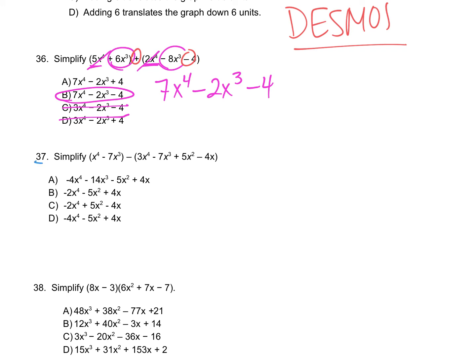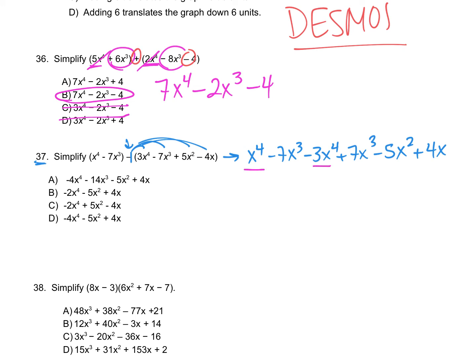When I do the second one, number 37, I've got a minus here. So some people like to go ahead and distribute that negative. I'm not usually one of those people, but I think that's what most folks do. So this will be x to the 4th minus 7x to the 3rd, and then it's like a negative 1 that gets distributed. So essentially all I'm doing is changing all the signs. So that becomes a negative 3x to the 4th instead of a positive, and it's positive 7x to the 3rd, a negative 5x to the 2nd, and a positive 4x. Then I'm just looking for who's friends. So x to the 4th and negative 3x to the 4th makes negative 2x to the 4th. Not sure about that? Do 1 minus 3 in your calculator.